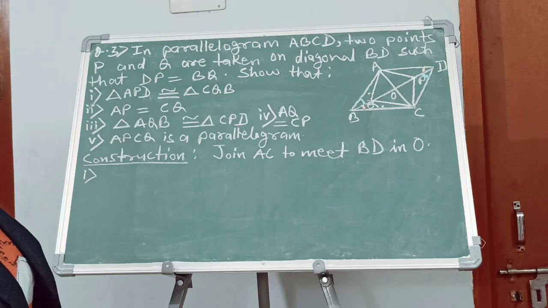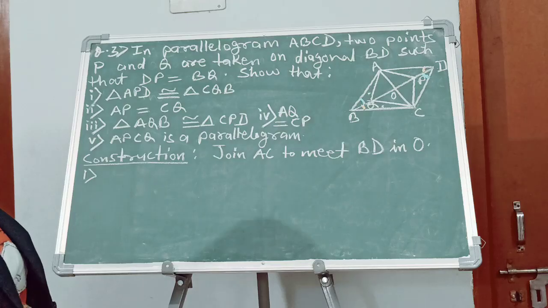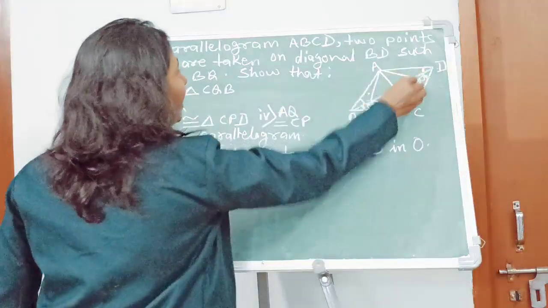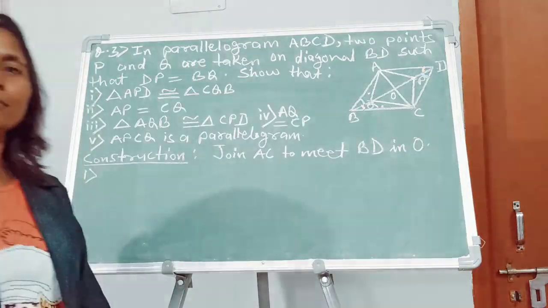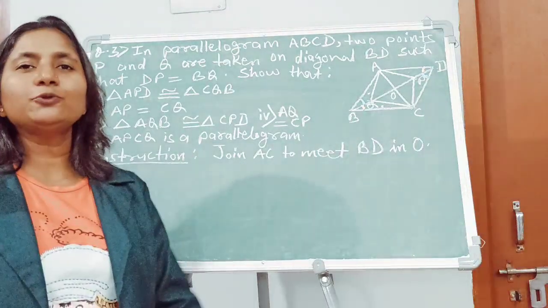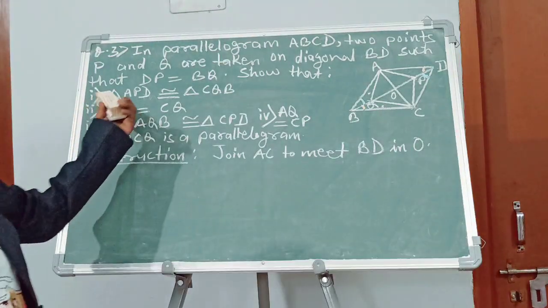And fifth one, APCQ is a parallelogram. All these things you have to show or prove. So let us do it one by one. Let us start from the first one.